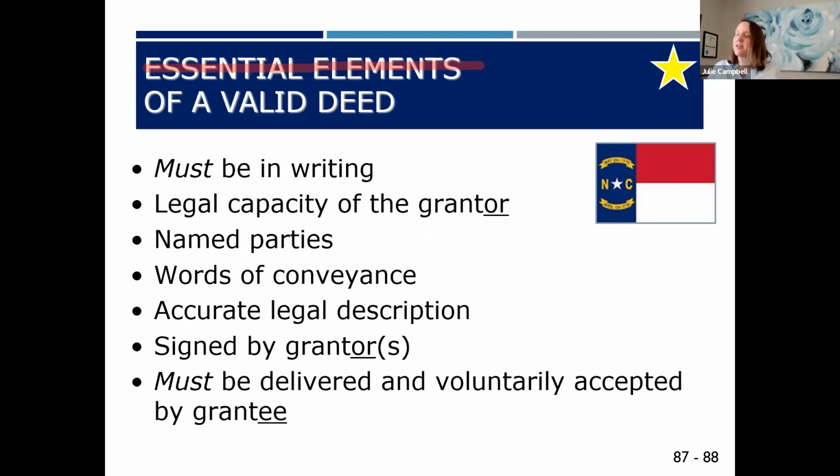So the top of page 87 tells us the essential elements of a valid deed. What is the judge looking for when they're determining if it's valid or not? Page 88 is the extras. We'll talk more about the Connor Act in just a minute.